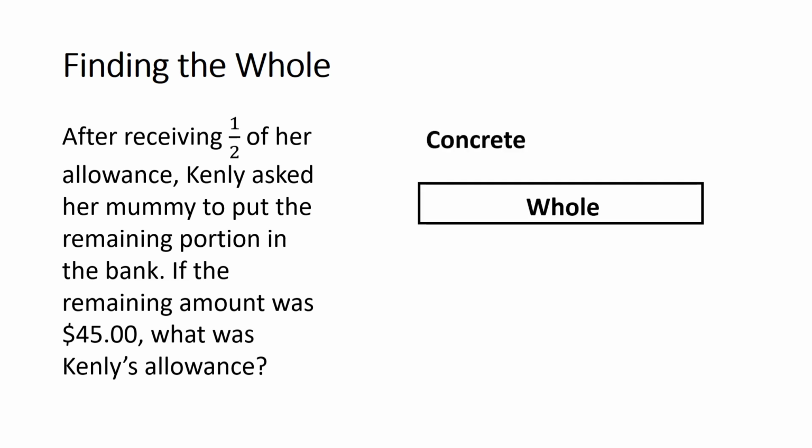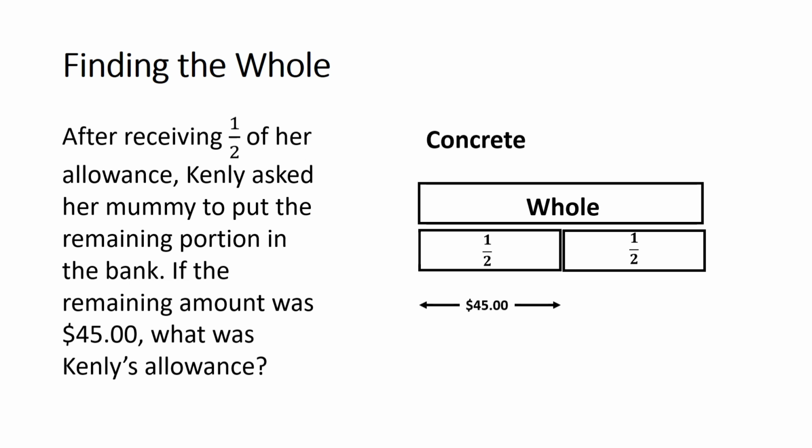Let us use this as the whole. If this is the fraction tile that represents the whole, remember Kenny received a half of her allowance. So this is a half tile, and there are 2 halves in a whole. But the first half was equal to $45. If the first half is equal to $45, then this means that the second half is also $45.